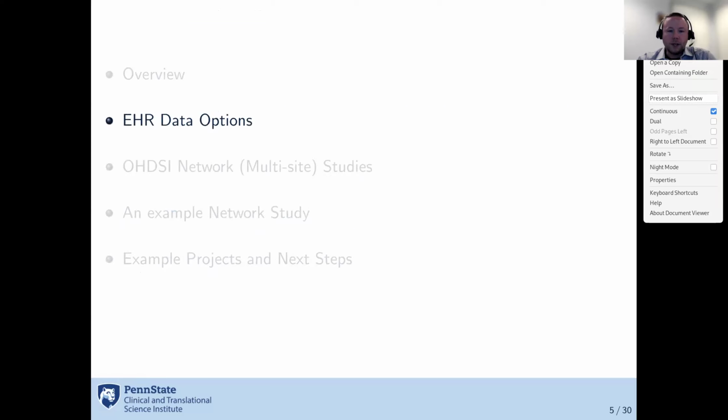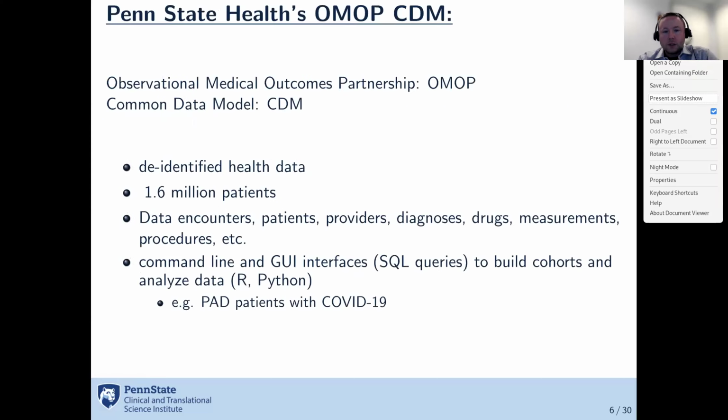Jumping right into EHR data options. Penn State Health now has their own OMOP Common Data Model database. We'll get into what those acronyms mean later. They're tied up within the OHDSI collaborative, but essentially we have a database with 1.6 million patients. I checked earlier this morning. That's the unique patient ID, person ID count.